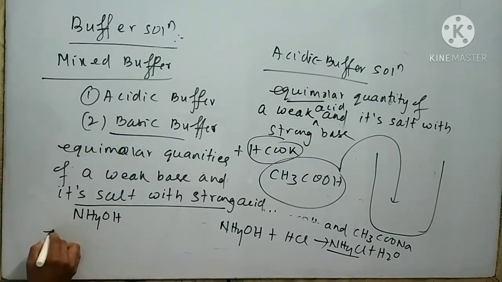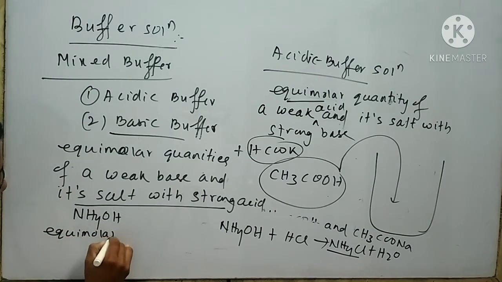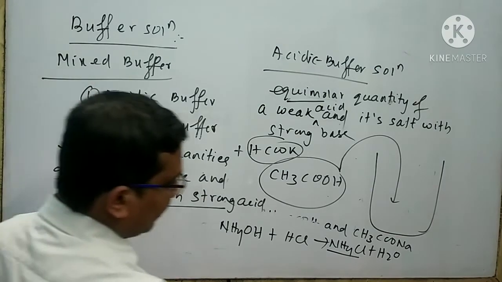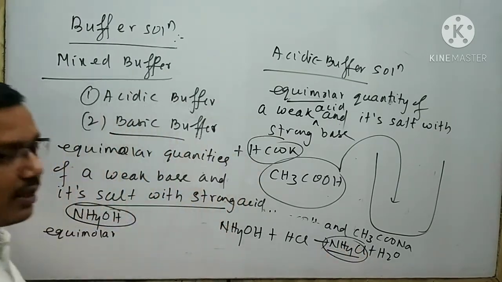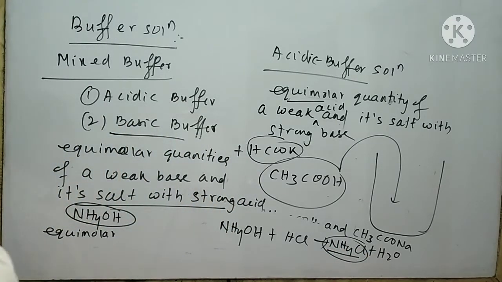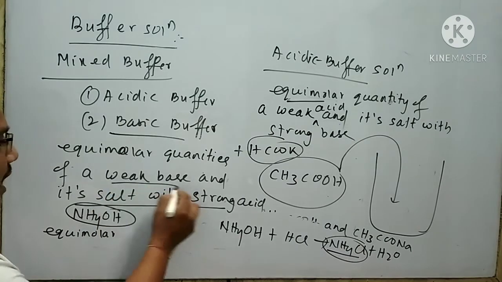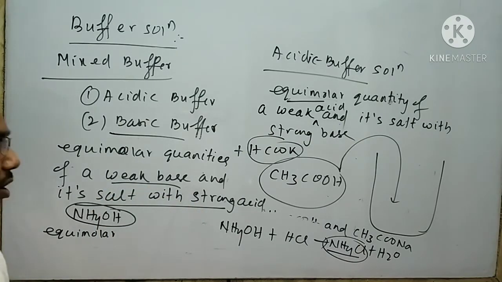Now take equimolar quantities of ammonium hydroxide and ammonium chloride in a beaker, then a solution is formed, and this solution is said to be a basic buffer solution. You can take any weak base and its salt with a strong acid, and you are able to form a basic buffer solution. But remember, both species must be taken in equimolar quantities.